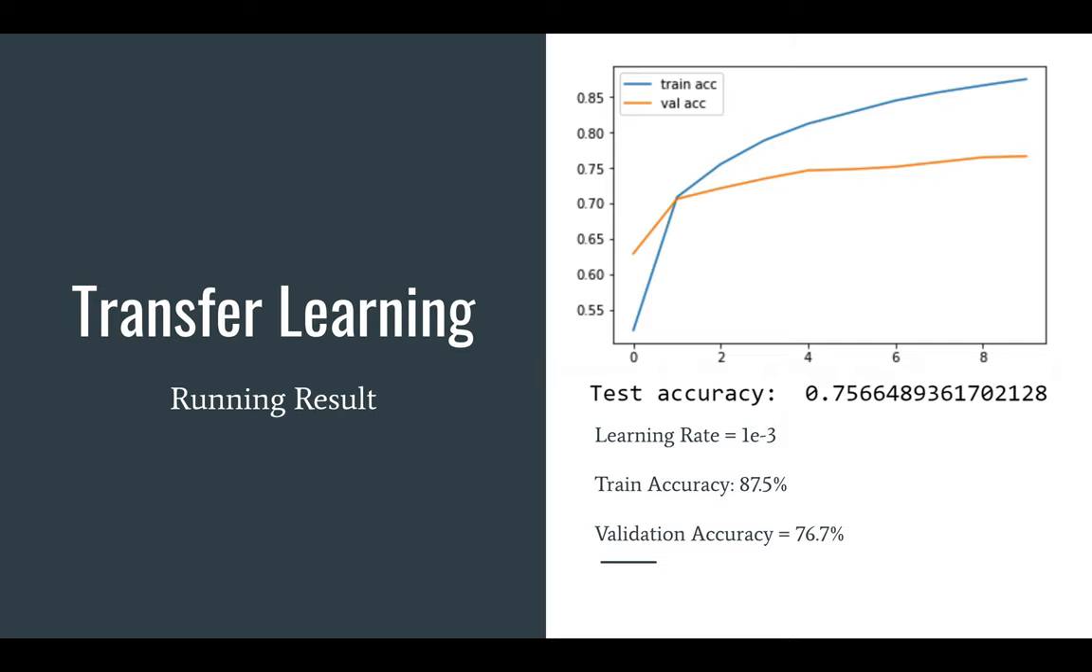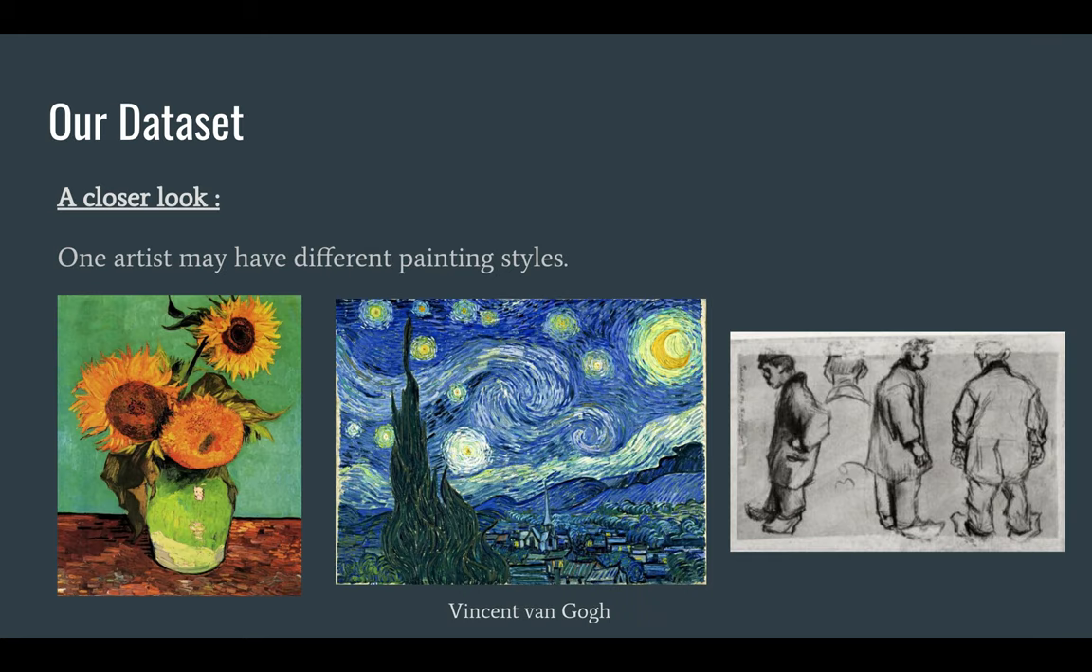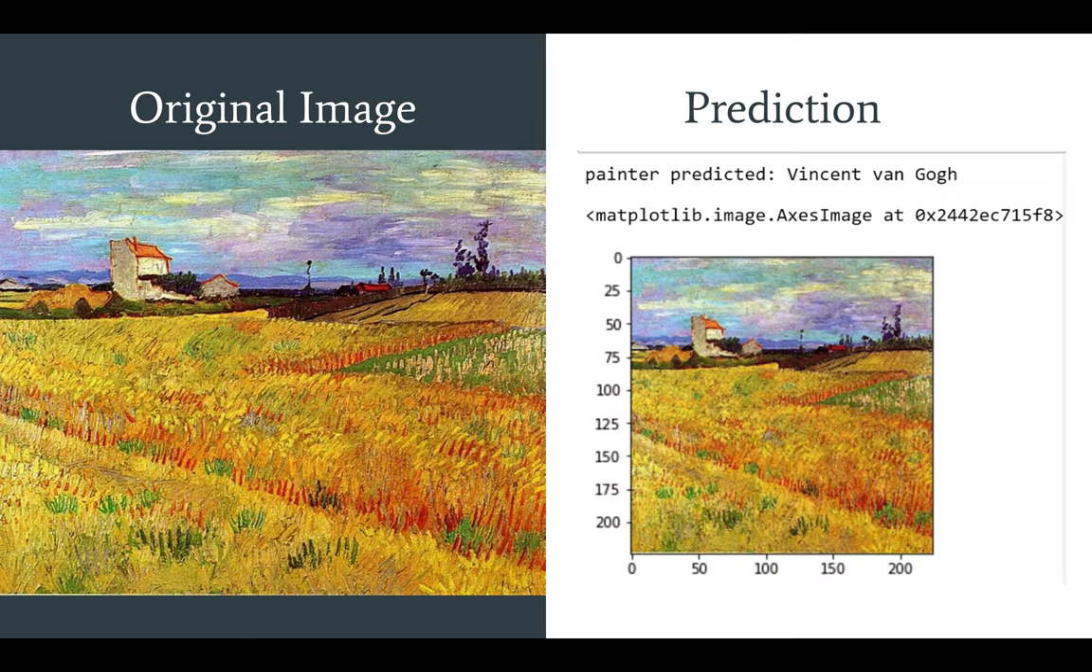Even the previous binary classification did not give very high accuracy because artwork is complicated. Taking a closer look at our dataset images, we can find that one artist may have different painting styles. For instance, most people are familiar with Van Gogh's Sunflowers and Starry Night, but maybe cannot recognize his painting like the third one. Similarly, different painters might also have similar style paintings. After reading some papers about artist identification, we found that most people also got 70 to 80% accuracy. Only very few of them can get more than 90%. Here is an example that is predicted correctly.